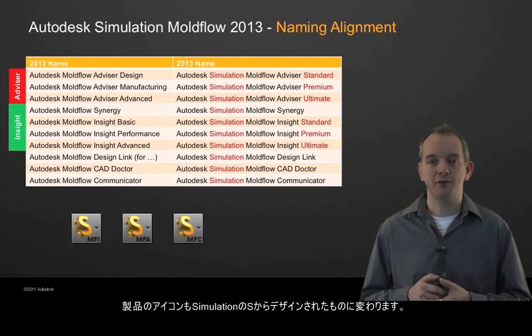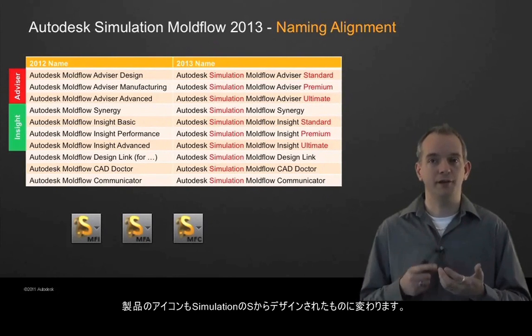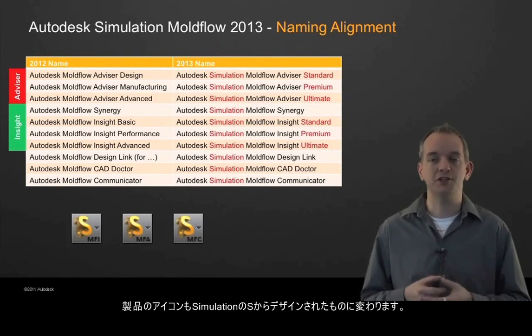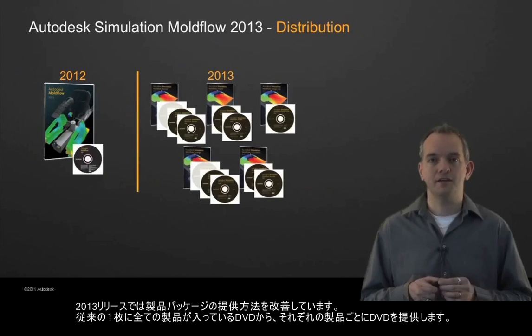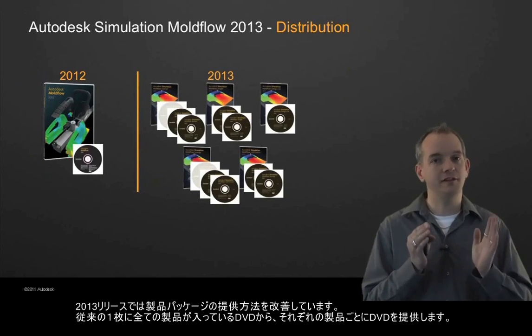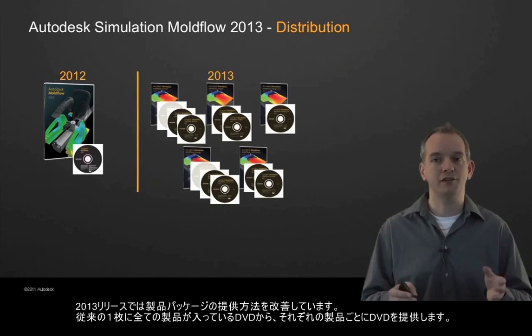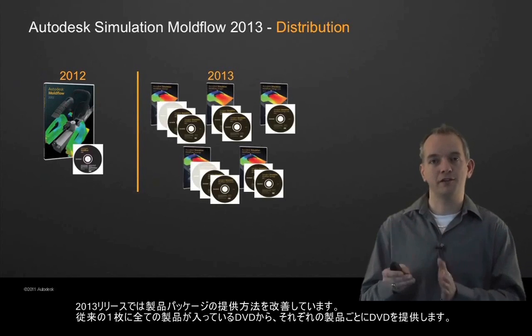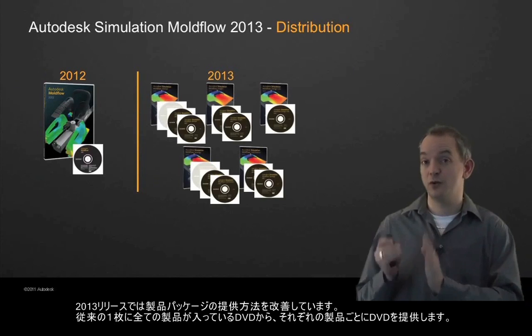We also changed the icons that we use for our products. They now include the big capital S from Simulation instead of the big green M for Moldflow. Another big improvement we made to the packaging is that we went away from the single DVD, which contains all the Moldflow products, to every product in the product line having its own DVD.